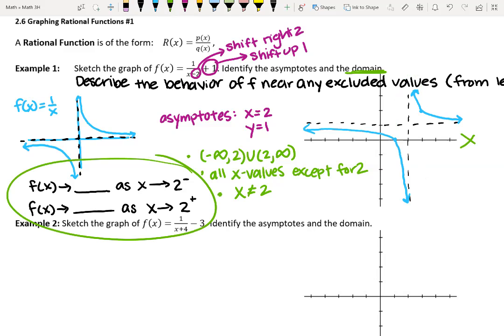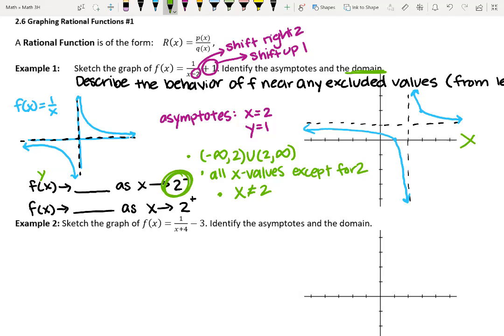F of x, or in other words, my y values, go which way, up or down? As x goes to 2, this means x goes to 2 from the negative side, like from the left. So as x is approaching 2 from the left, it looks like it's going down forever to negative infinity. So I will say f of x, or y, goes to negative infinity as x approaches 2 from the left.